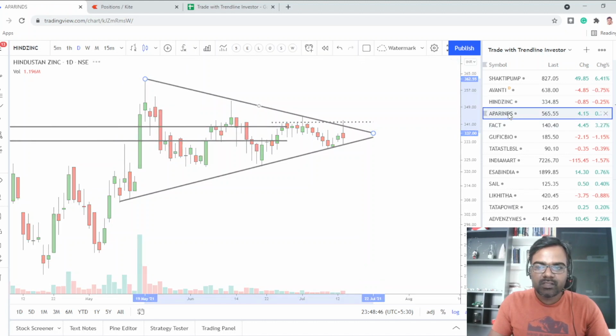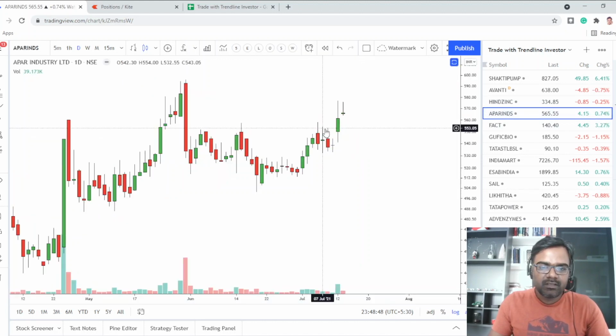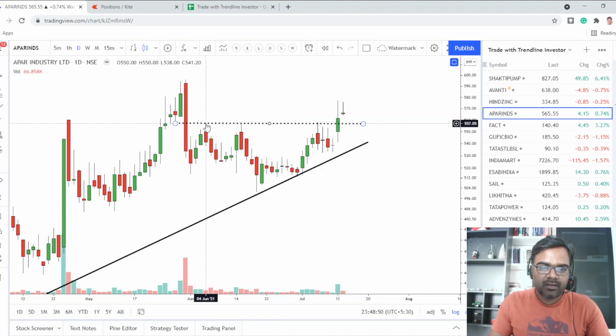Let's jump to the next stock, which is Apar Industries. Apar Industries actually broke out yesterday itself.